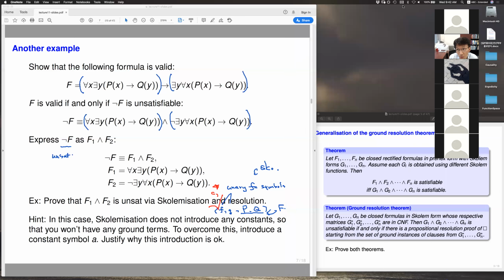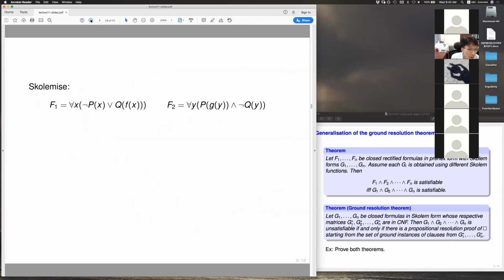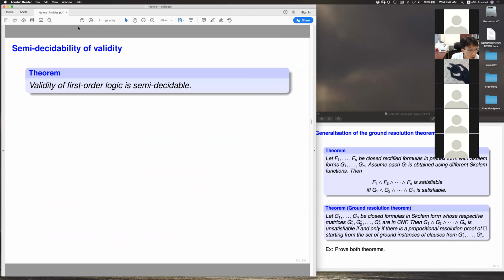This is quite simple, but I thought it's good to at least see some examples of how all this works. Okay, so here's resolution. And now all these theorems imply that the validity of first order logic is semi-decidable. And this is the semi-algorithm that I told you about a few times.